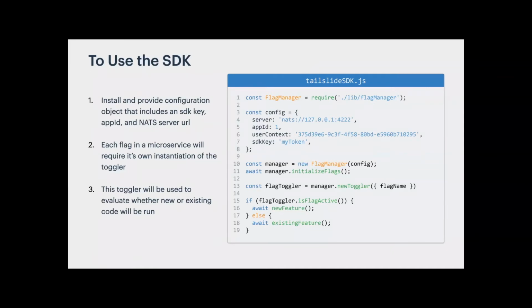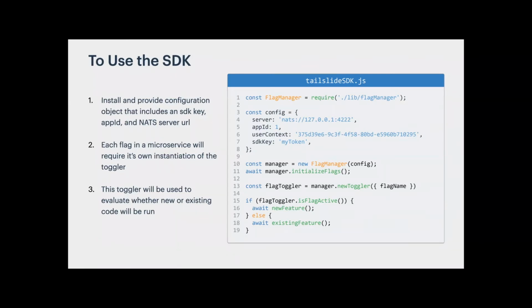To use the SDK, a user will need to first install the SDK and provide a configuration object that includes an SDK key, an app ID, which is a number representing the application the user's microservice belongs to, and a NATS server URL to connect into the JetStream. Each flag in a microservice will require its own instantiation of the toggler. This toggler will be used to evaluate whether the new or existing code will be run. The code on the right here shows an example of a configuration object and the instantiation of a new toggler.